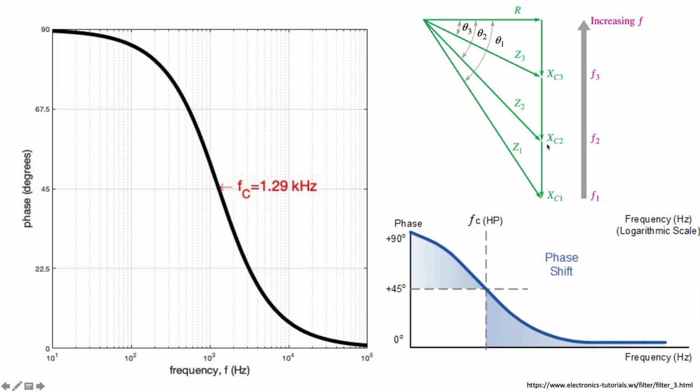decreases. This is because the capacitive reactance is proportional to the inverse of the frequency. Thus, at lower frequencies, you have a large XC corresponding to large phase angles, and at higher frequencies, XC decreases, corresponding to lower values for the phase angle.